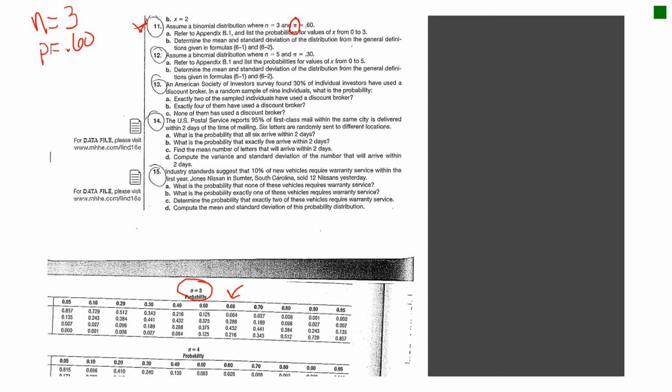And off to the side here, they don't have it on this particular one, I must have cut it off, but this column right here would represent x, where you've got 0, 1, 2, or 3 outcomes. That's what each of these represent.